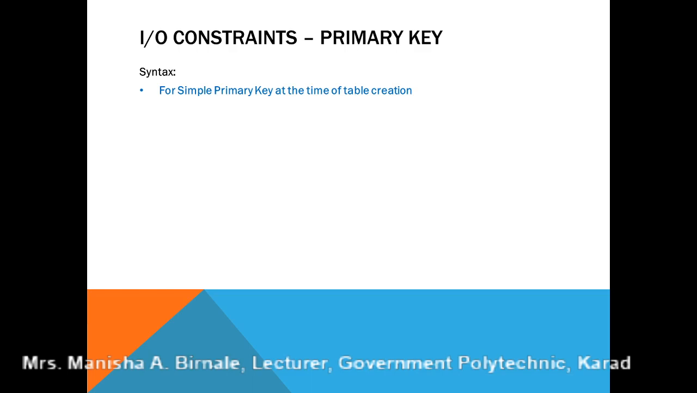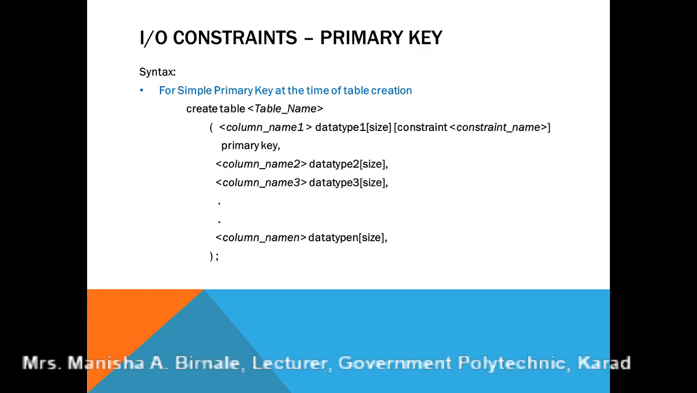Let us see syntax for primary key. Suppose you want to create a simple primary key at the time of table creation. Simple primary key means only one column from the table is designated as a primary key. A primary key having only one column is called a simple primary key. So this is the syntax for that.